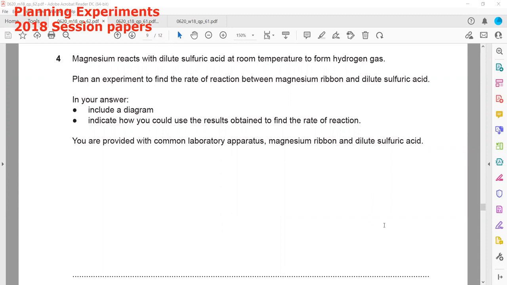This is planning of experiment from 2018 session. The first one is from March 2018 paper. The magnesium reacts with sulfuric acid at room temperature to form hydrogen gas. We have to plan an experiment to find the rate of a reaction between a magnesium ribbon and sulfuric acid.